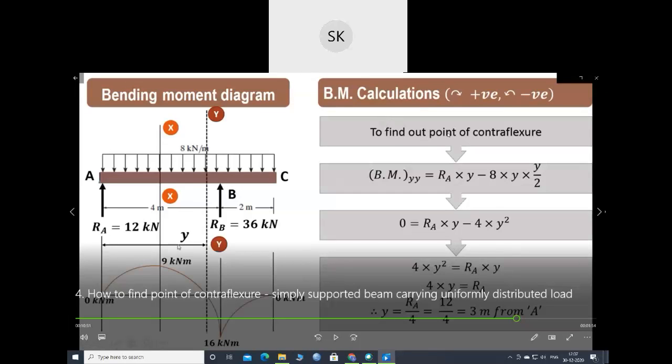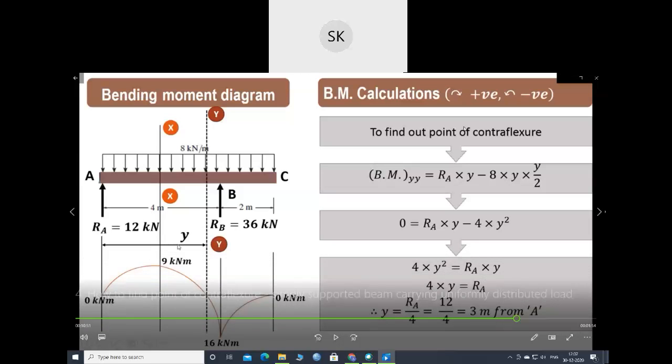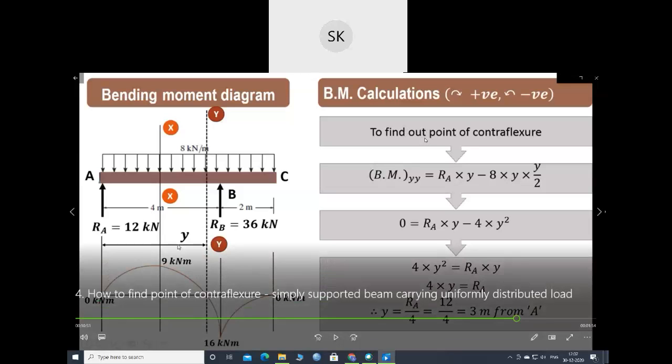Now to find the point of contraflexure: point of contraflexure means where your bending moment is 0. Remember, an MCQ may ask what the bending moment is at the point of contraflexure. The point where your beam has 0 bending moment is considered the point of contraflexure.